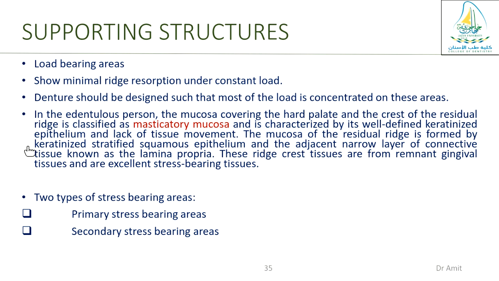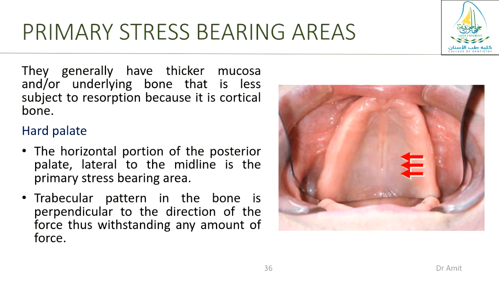Now these stress bearing areas are divided into two, that is the primary stress bearing area and the secondary stress bearing area. Now what is the primary stress bearing area? These are the areas where you can apply maximum force when you are fabricating your complete denture. It has thicker mucosa, and the underlying bone is cortical type of bone. Okay, so this cortical type of bone does not resorb. So the very first structure, which is the primary stress bearing area, is the hard palate. Now which part of the hard palate? Not the complete hard palate, but the horizontal portion of the posterior palate.